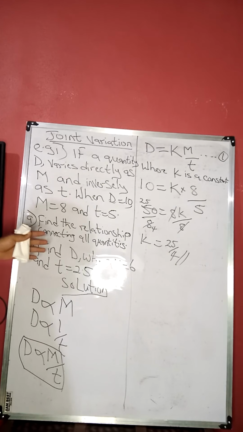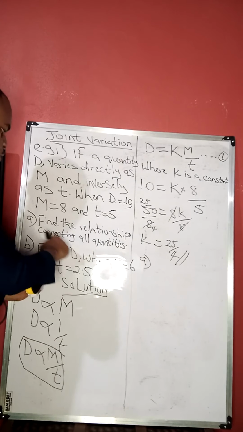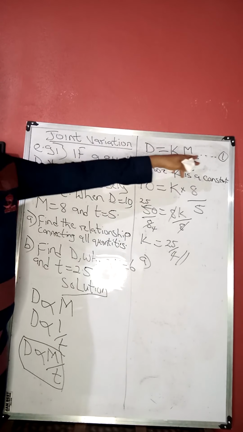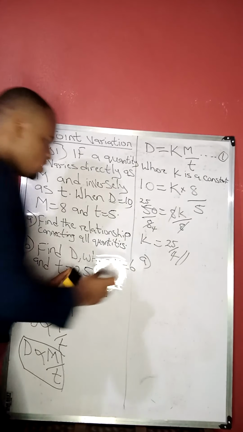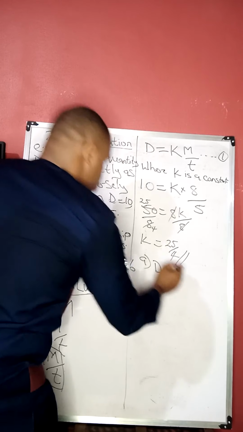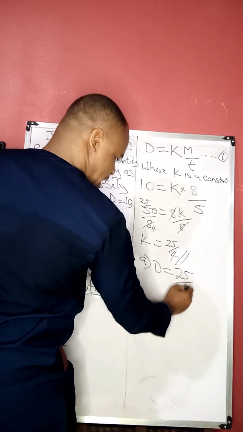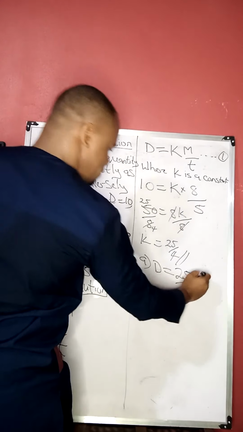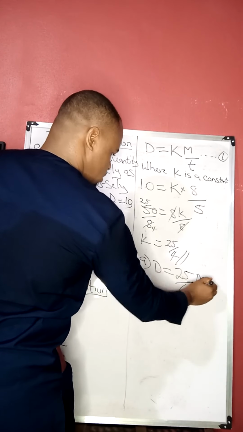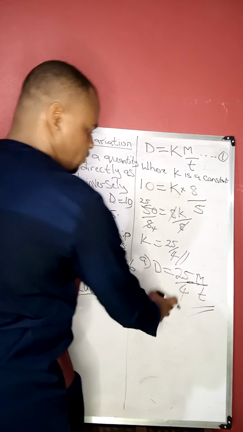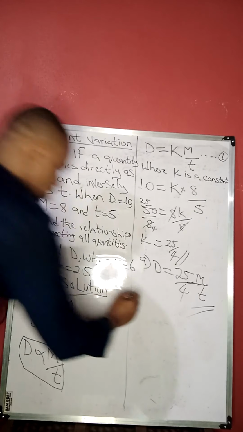Now, the next thing, the first question says find the relationship connecting all quantities. This is the equation for the relationship. All I need to introduce is my value of K. So I'll write my relationship as D equal to, anywhere I see K, which is a constant, I put 25 over 4. Then I have my M, I have my T. So this is the relationship. I'm having it as 25M over 4T. That is the relationship.